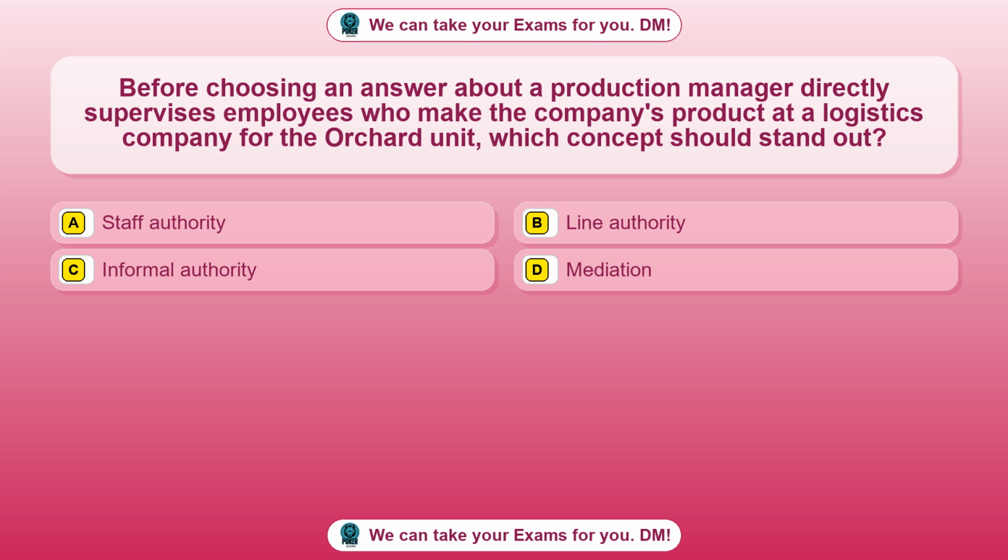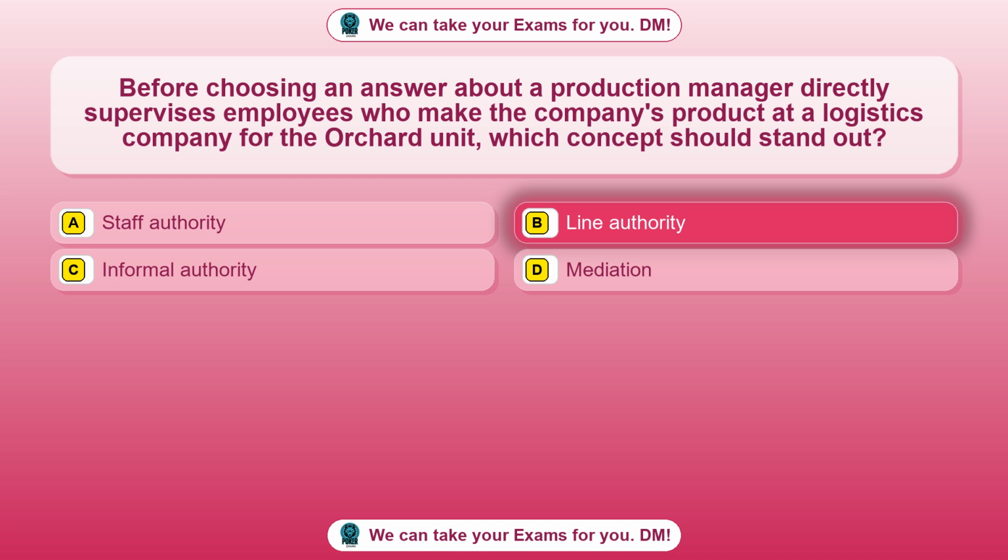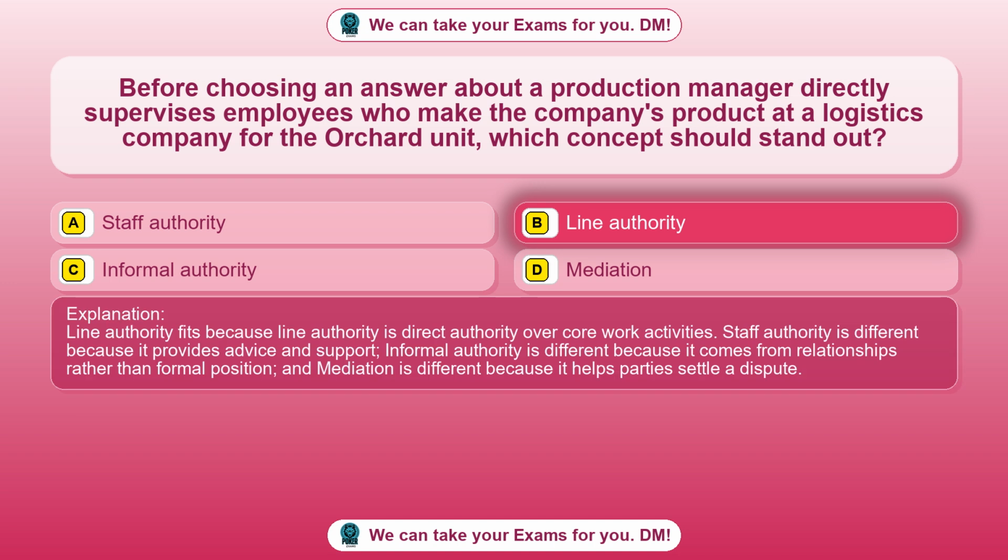Option A, staff authority. Option B, line authority. Option C, informal authority. Option D, mediation. The correct answer is option B, line authority. Line authority fits because line authority is direct authority over core work activities. Staff authority is different because it provides advice and support. Informal authority is different because it comes from relationships rather than formal position, and mediation is different because it helps parties settle a dispute.